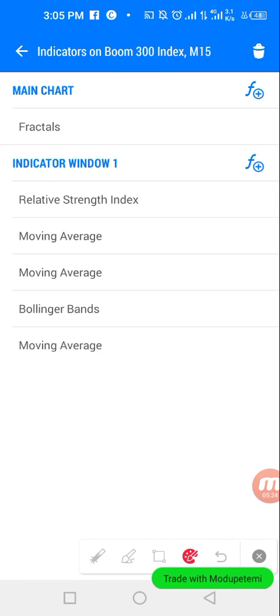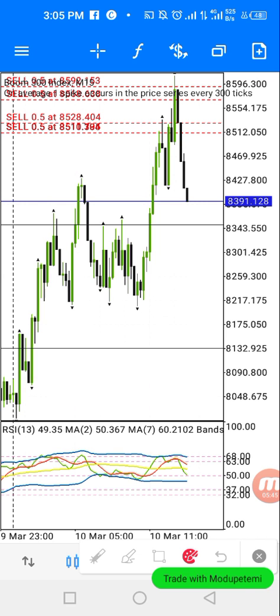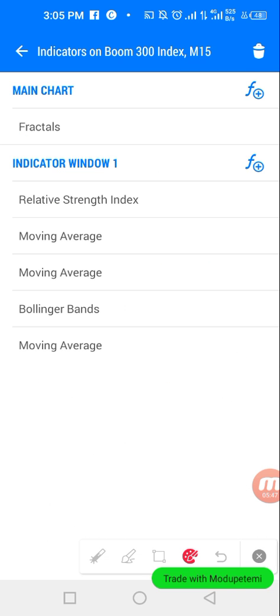Then after that, the next one is going to be our Bollinger band, which we use to measure the volatility in the market, and that is where we always have that green moving average, which is our 2 period, outside the volatility band. So these are the settings for it. Period is 34, deviation is 1619. The shift is going to be 0. Once you are done, you click on done.